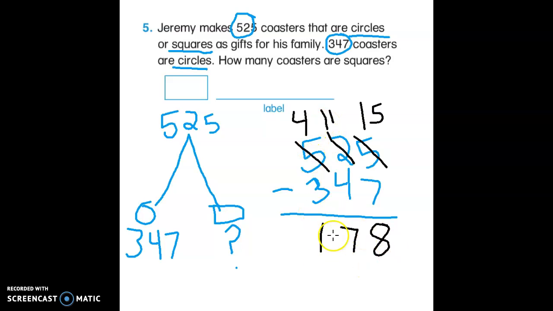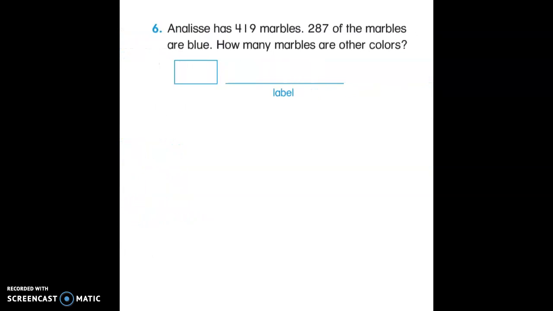Remember, you're subtracting, so this should be smaller. 178 is my answer. Coasters are squares, so you can put that in too. All right, coasters are squares. Then moving on to our next one.